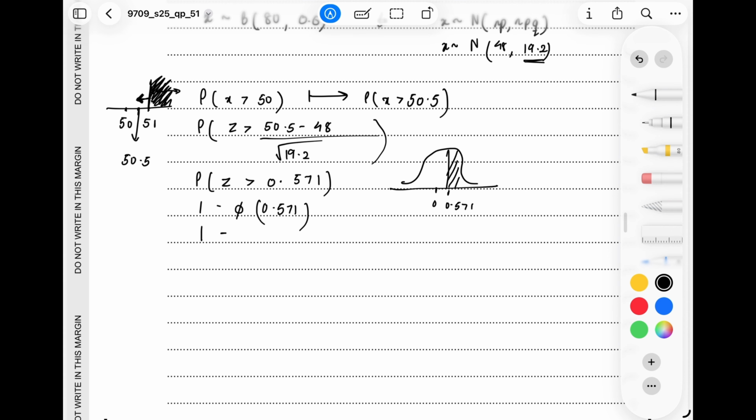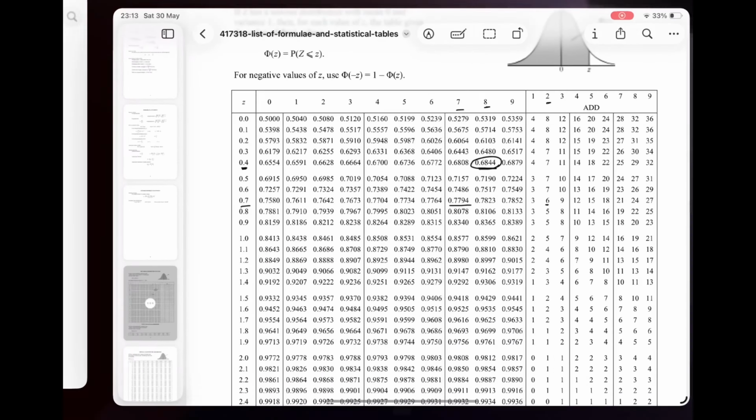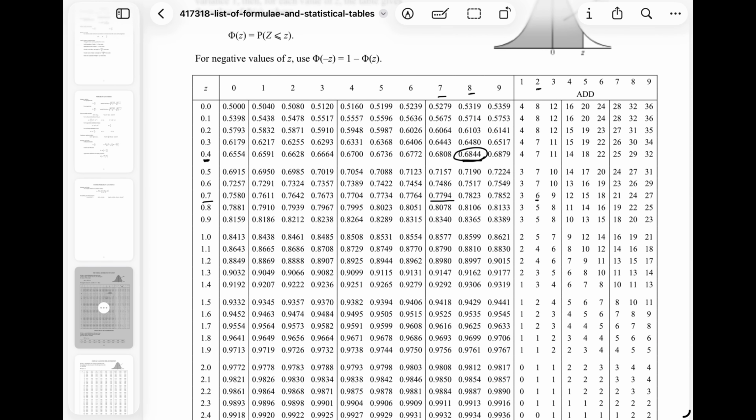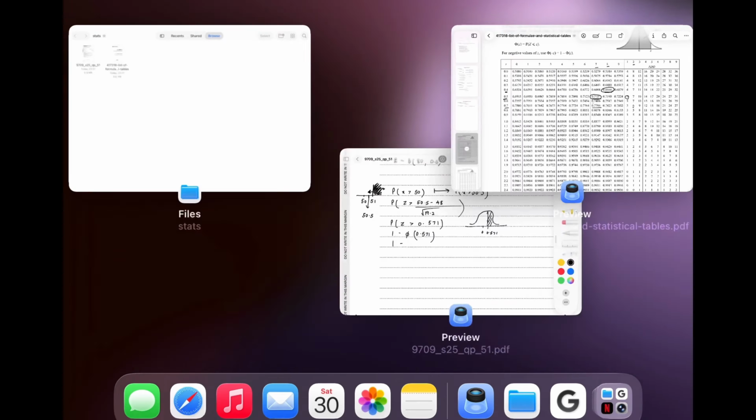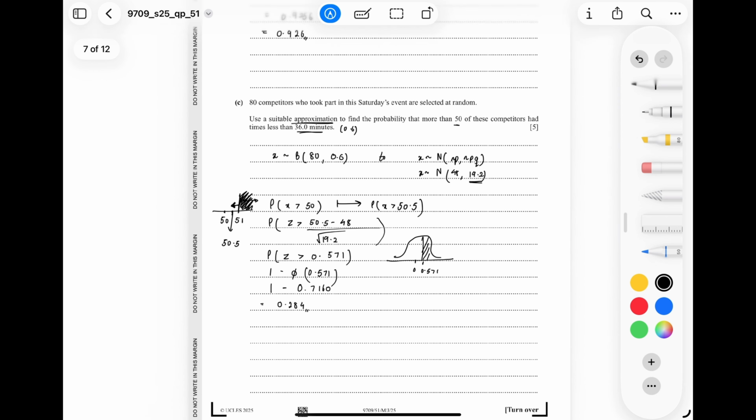So we go back to the normal distribution table, 0.571. Over here, that's 0.7160. So that's 1 minus 0.7160, and we're going to get 0.284, and that is your answer in 3 significant figures.